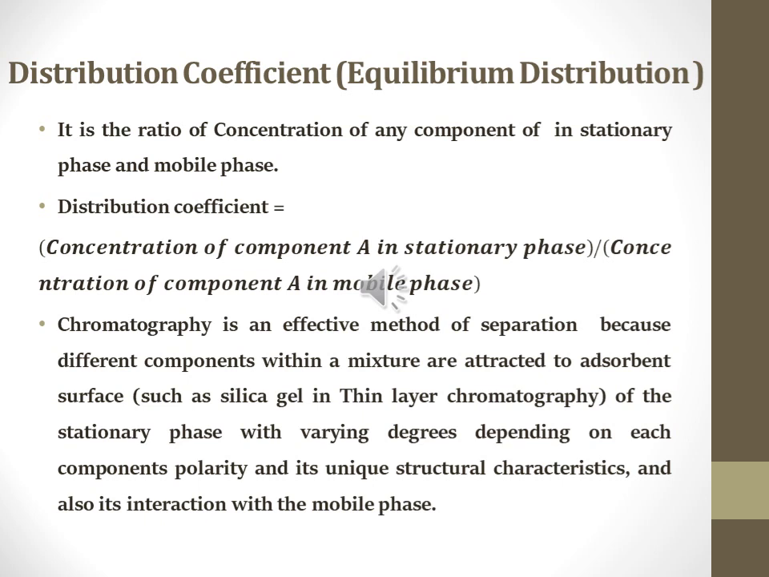Chromatography is an efficient method of separation because different components within a mixture are attracted to the adsorbent surfaces. Silica gel is used in thin layer chromatography. Alumina gel is also used for the TLC method, but silica is most common, and the OH group of silanols can be easily tuned for your studies. The stationary phase interaction varies in degree depending on each component's polarity, its unique structural characteristics, and also its interaction with the mobile phase.